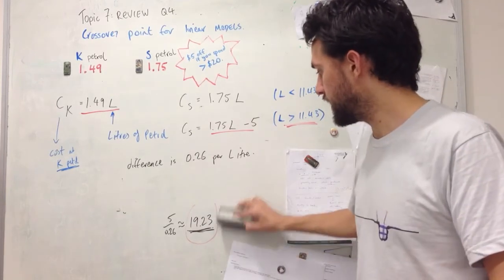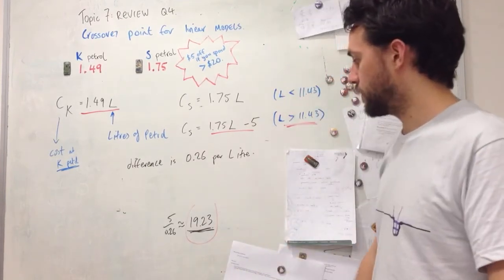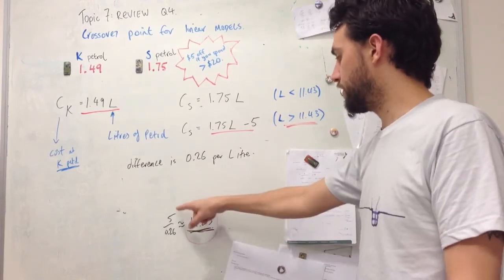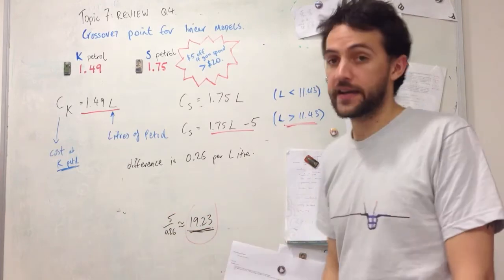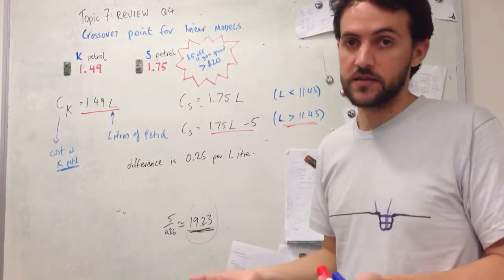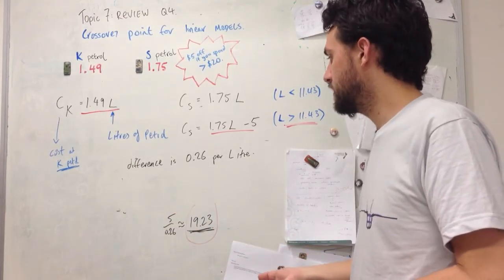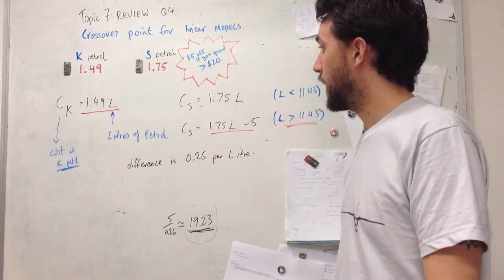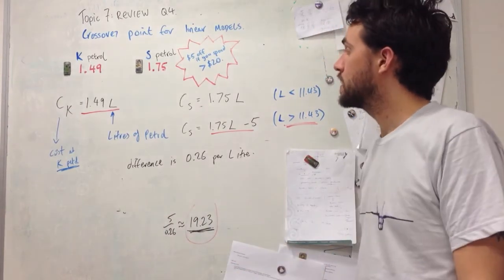And so once I'm here, it just means that once I've bought this many litres of petrol, the $5 will account for the fact that I'm paying an extra 0.26 per litre, but then I'm going to keep on paying 0.26 per litre. I'm going to be above on that one.